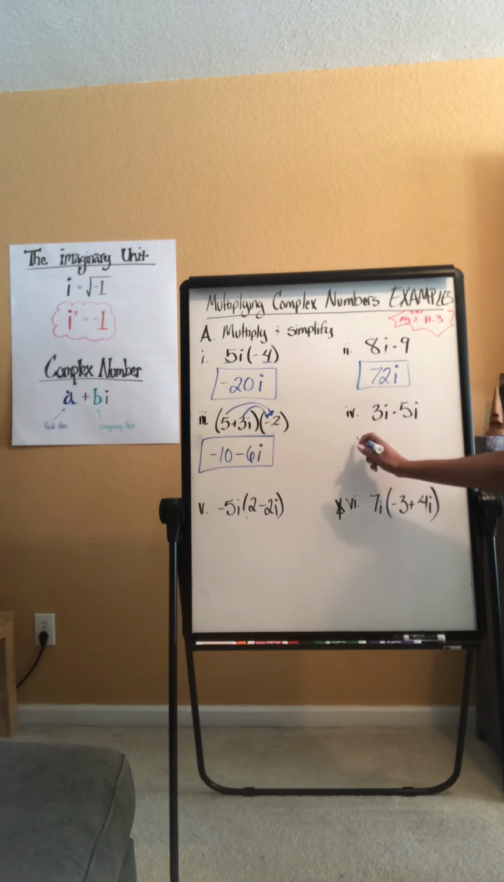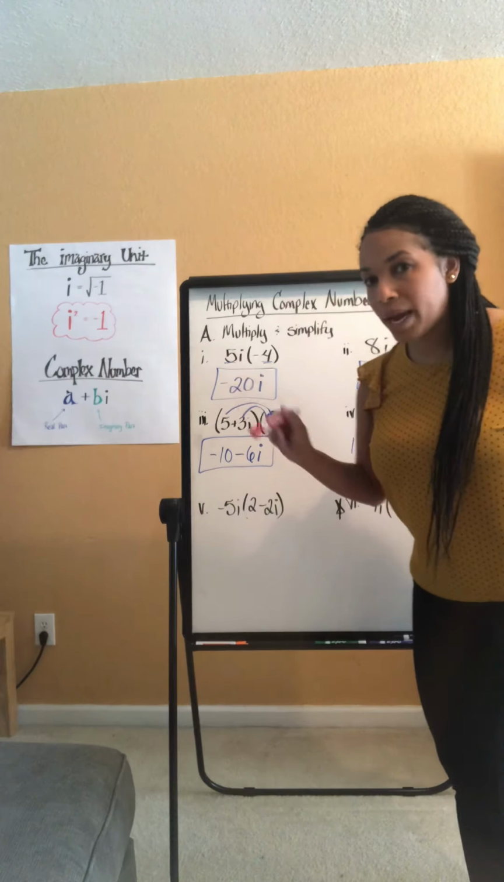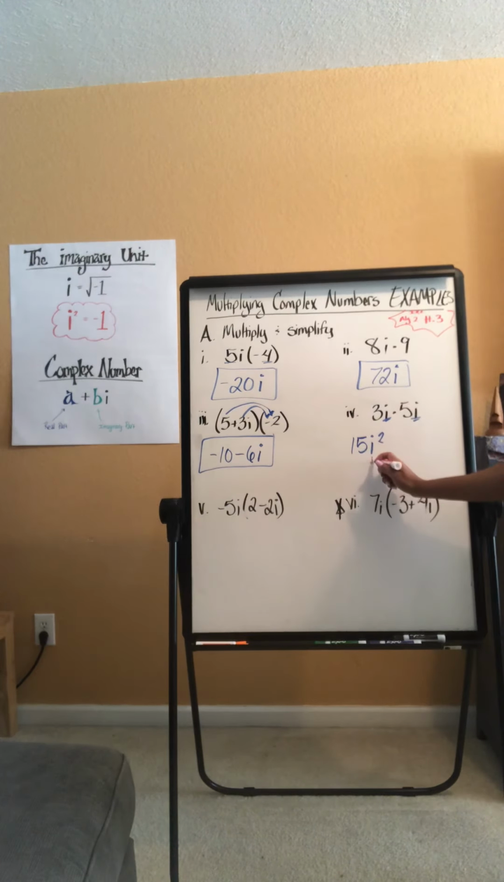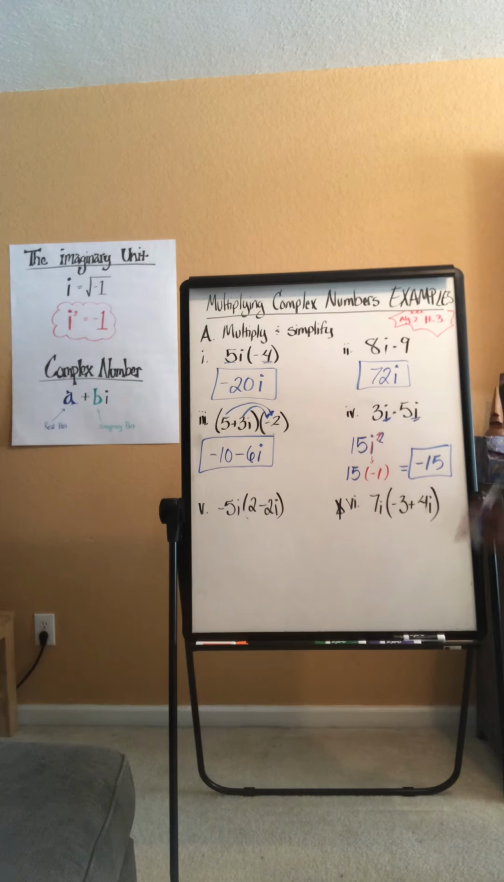5i times 3i. The 3 times 5 gives me 15, but the i times the i gives me i squared. All right, now here's what I was talking about. i squared is equal to -1. So what I'm really saying is this is 15 times -1, and 15 times -1 is -15. So that would be my final simplified answer. Whenever you see an i squared, you need to recognize that it is actually a -1.